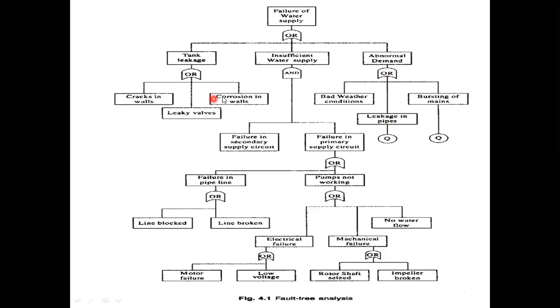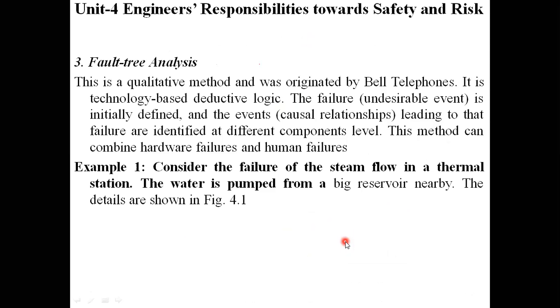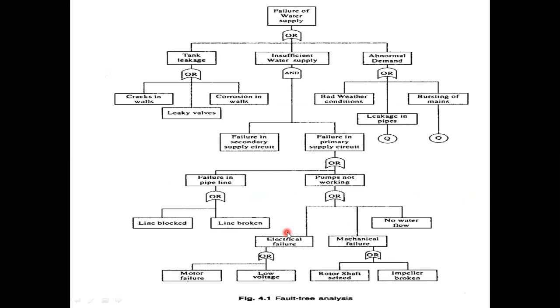All these points come under while the thermal plant is operating. You can come across different types of conditions. This is the fault tree for the thermal power plant, considering the failure of steam flow in the thermal station. Okay, water is pumped from the big reservoir nearby, and the following failures may occur in that power generation process.